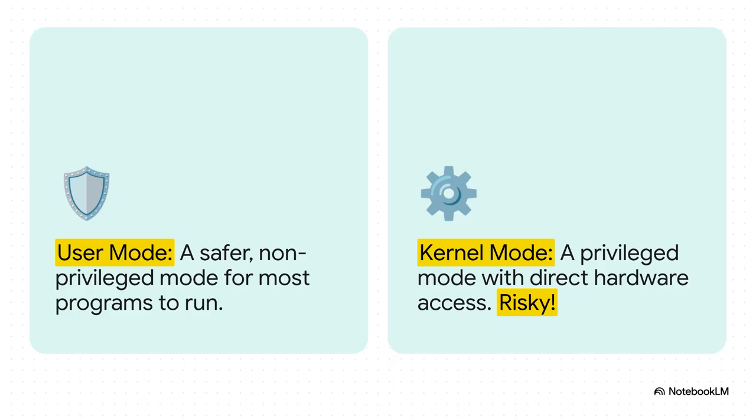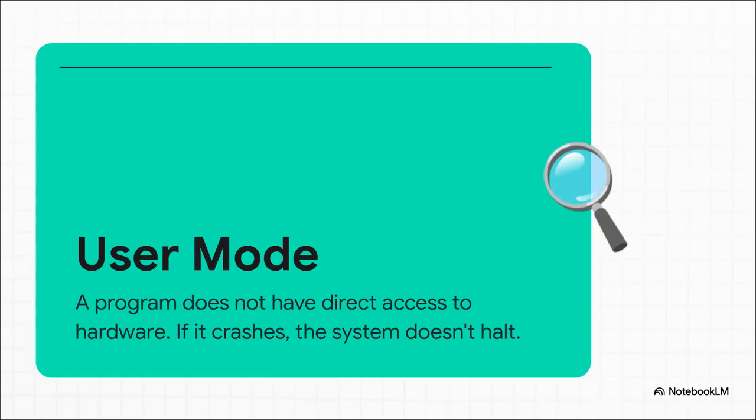This separation is absolutely crucial for keeping your computer stable. Your web browser, your video games, your word processor, pretty much everything you use runs in this user mode. A good way to think of it is like a protective sandbox. If one of your apps has a bug and crashes, it's not going to take down the whole system. The OS just contains the mess, keeping the important stuff safe and sound.